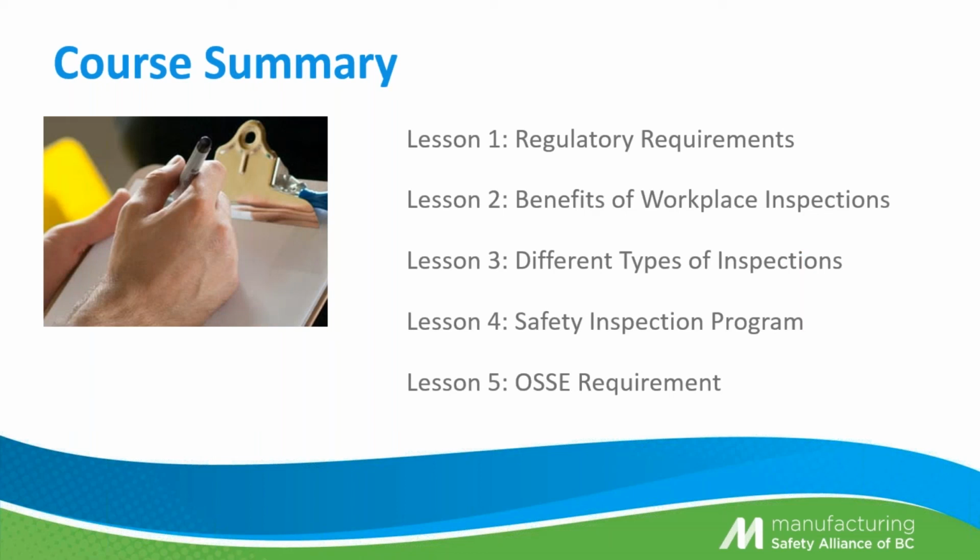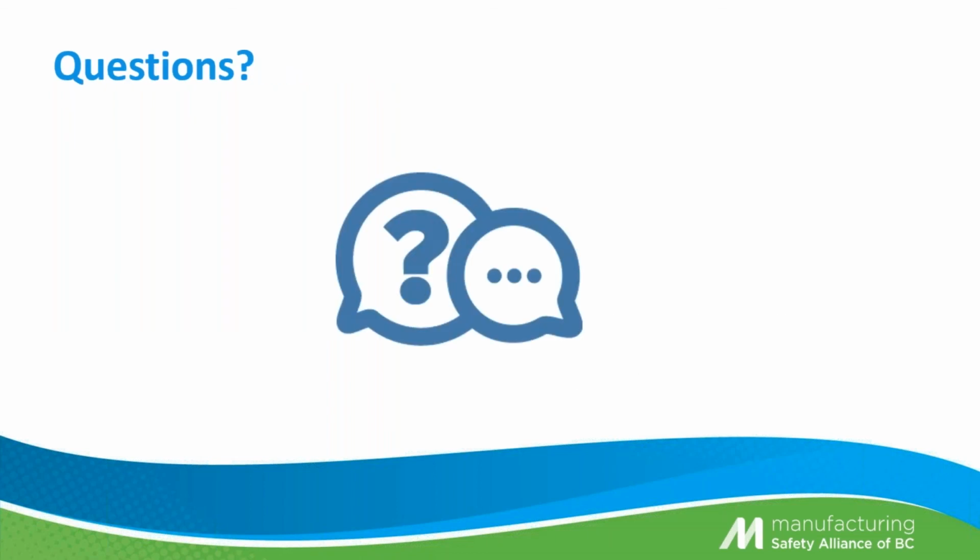So our core summary of today, we looked at the regulatory requirements, we looked at the benefits of workplace inspections, we talked about the 5 different types of workplace inspections, we looked at what a safety inspection program looks like, and we looked at the OC requirements.